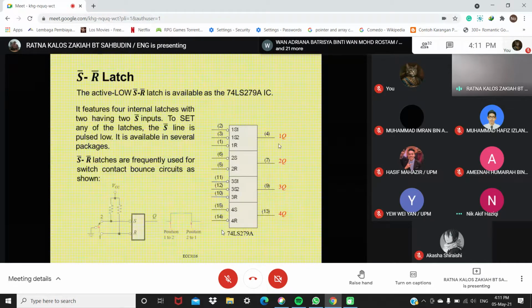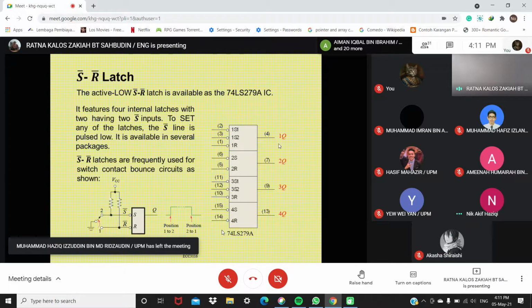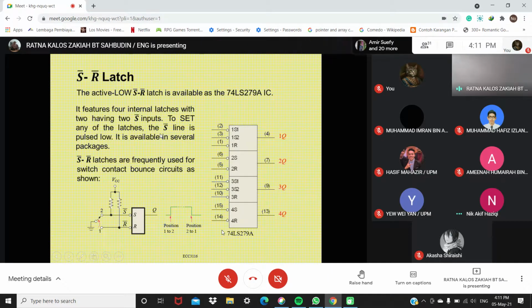Okay, so now look at the SR latch here. The active low S bar R bar latch is available as the 74LS279A IC. So this is the IC for S bar R bar latch. It features 4 internal latches with 2 S bar inputs. Okay, so you can see here at the input here.